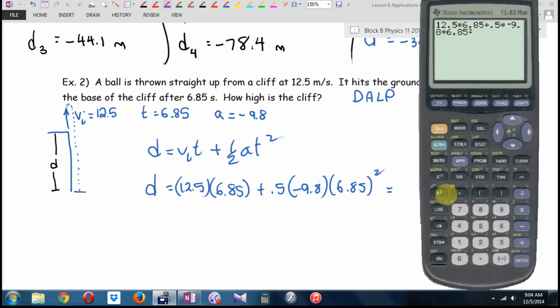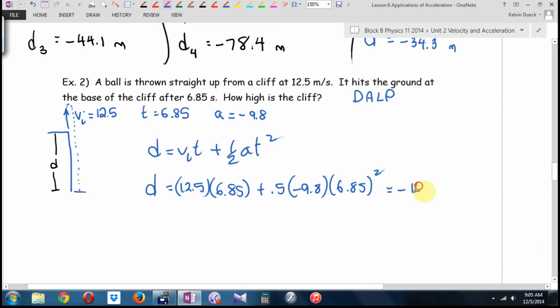Do you get negative 144.2? Did I type it right? 12.5, 6.85 plus a half, negative 9.8. Yep. Oh, and hopefully you're seeing, by the way, why it's so nice to have a multi-line display. You can see what you've typed and check to make sure you haven't made a typo. That rant I went on at the beginning was for good reason. Is it not negative 144.29? Yeah? How many sig figs should I go in my answer? 3. So I'm going to write negative 144 meters.